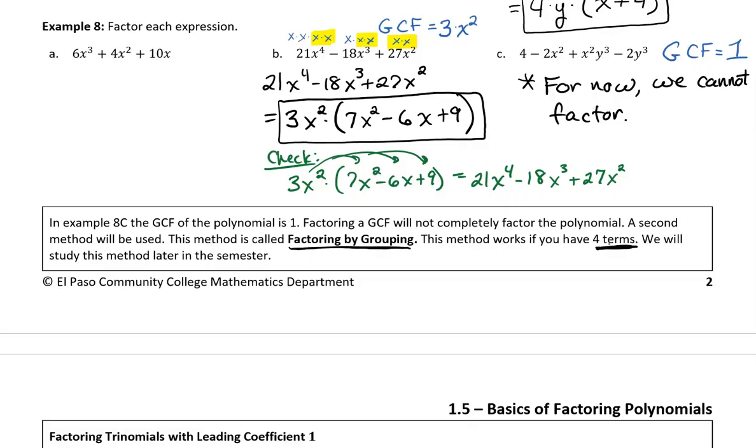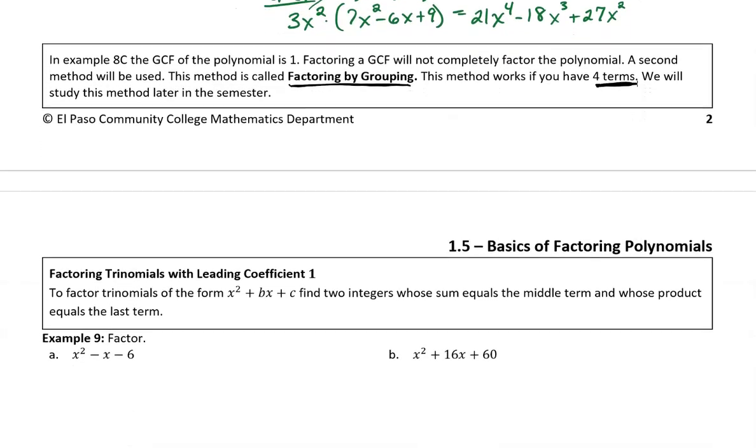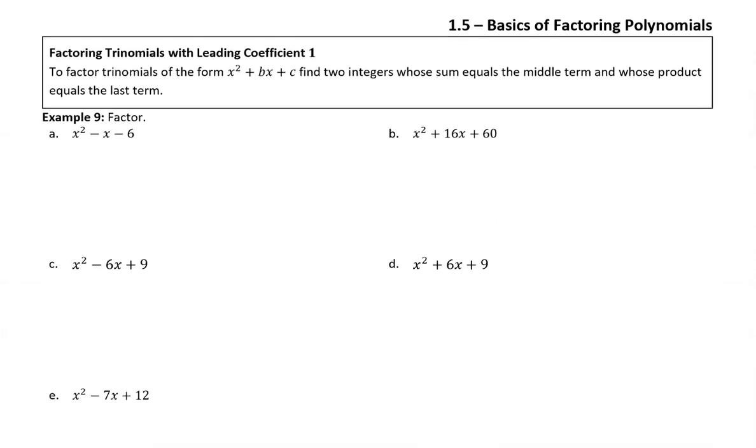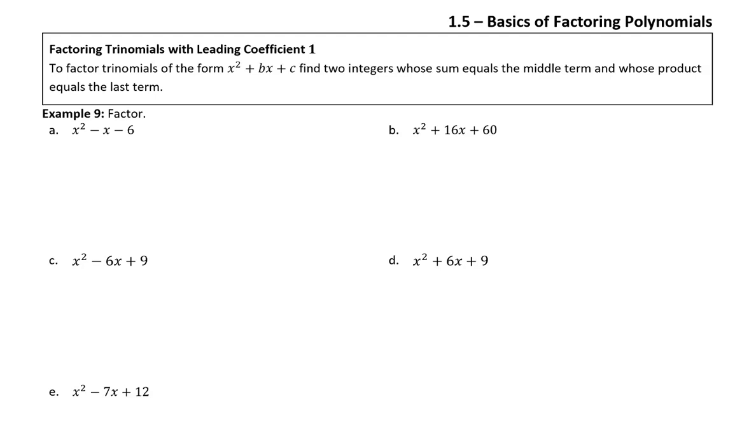But what other methods do we have for factoring in cases where our GCF is 1 or we don't know what else to do from factoring out the GCF? We come to our next method: factoring trinomials with a leading coefficient of 1. So now we're looking at trinomials. It's a special case of a polynomial. The name tells us what to expect.